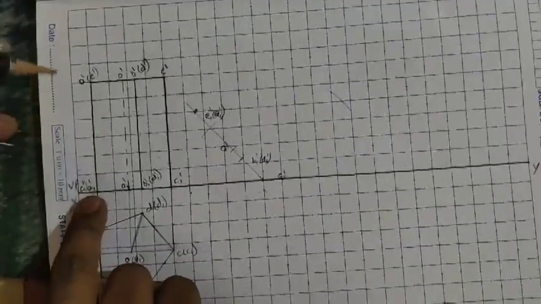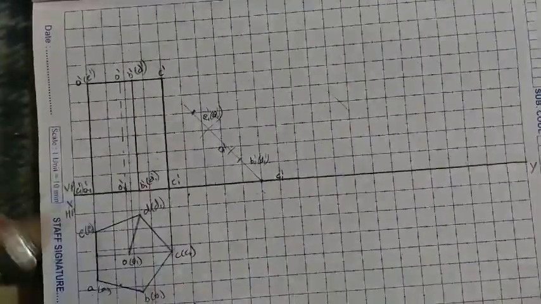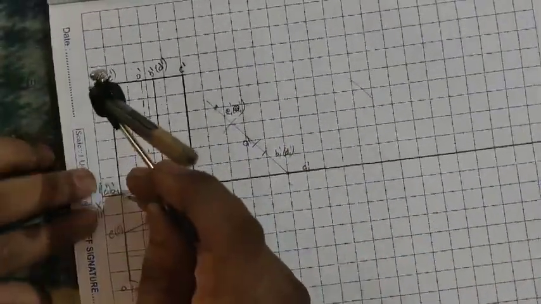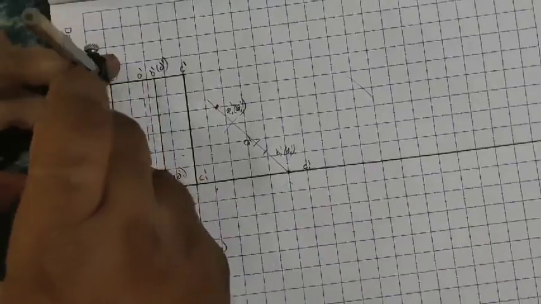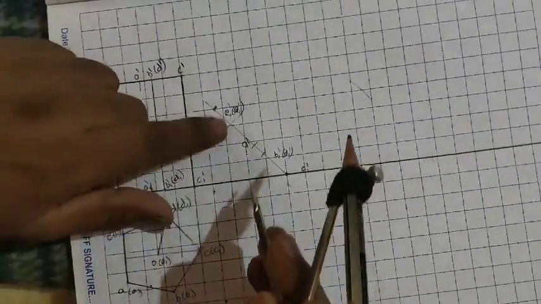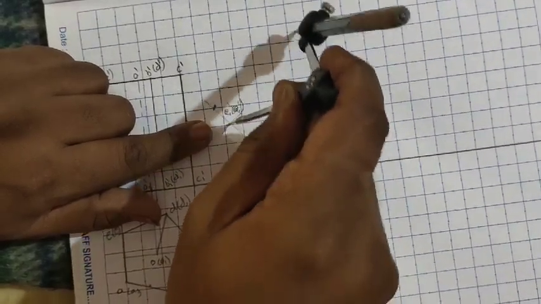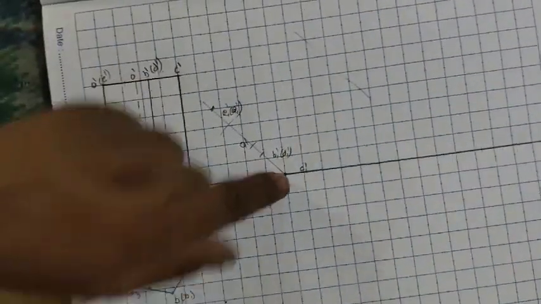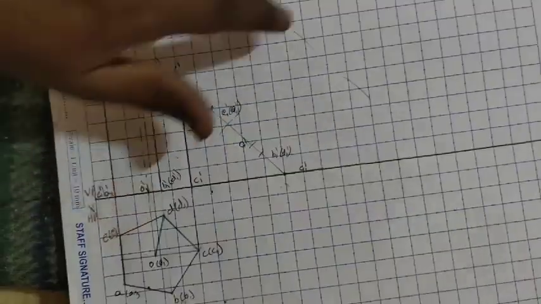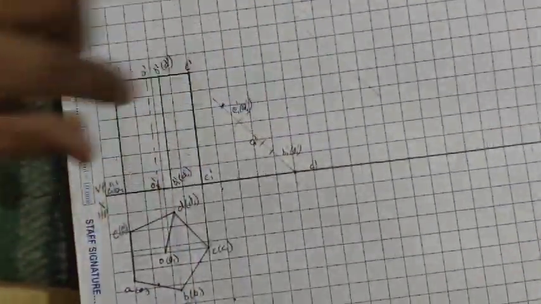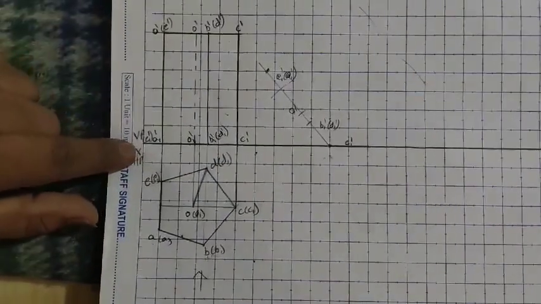Similarly, you measure A1 dash to C dash. Before that, also check this: A1 dash to A dash will be the same. In the meantime, we will take A1 dash to here, one arc. So we have taken C1 dash to C dash and A1 dash to A dash, because they have equal length. Now we'll go for the diagonals.